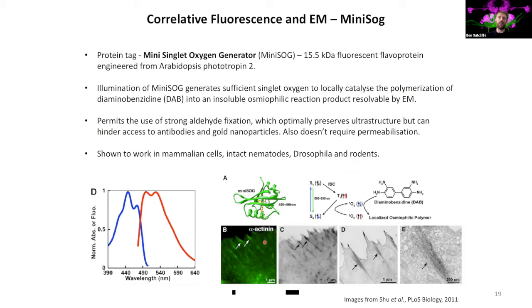So here you can see an example of the fluorescent signal, and then also looking in the EM, the same magnification. Oh no, sorry, this is just light microscopy of the diaminobenzidine signal, and then here you can go in with EM and look at that signal at much higher resolution.